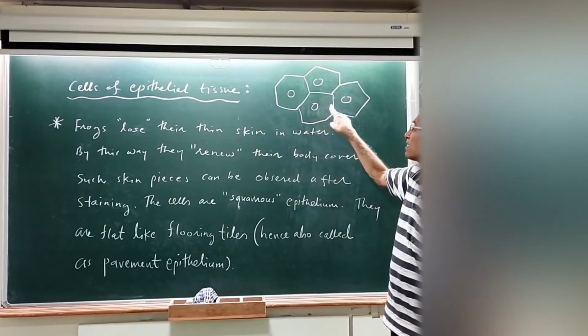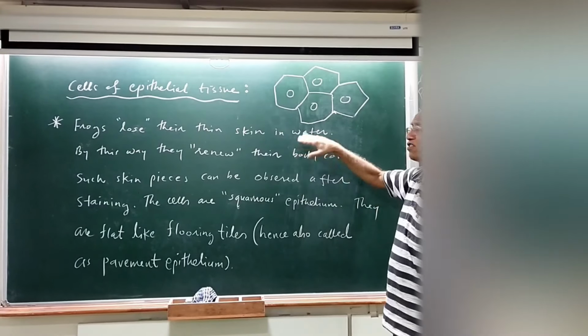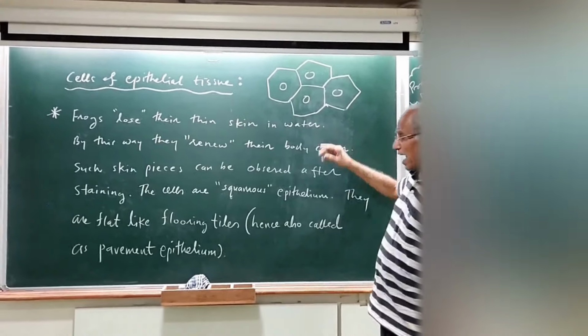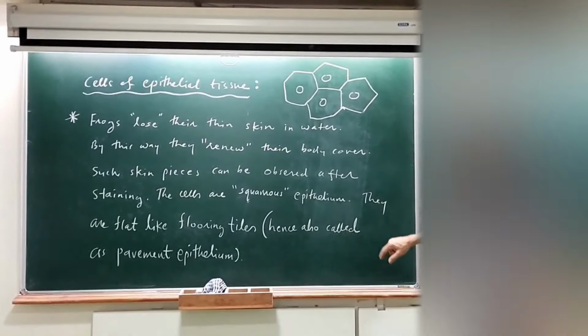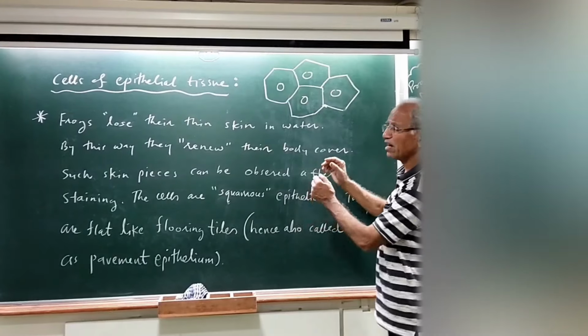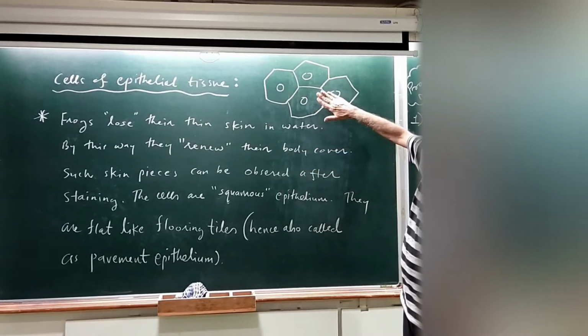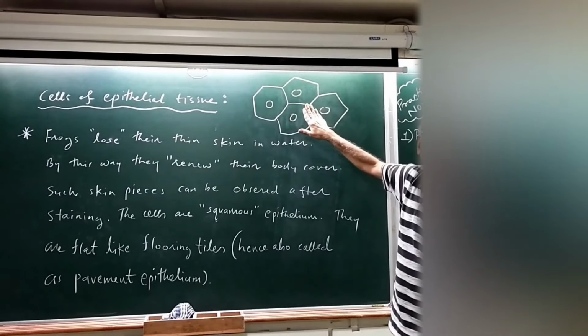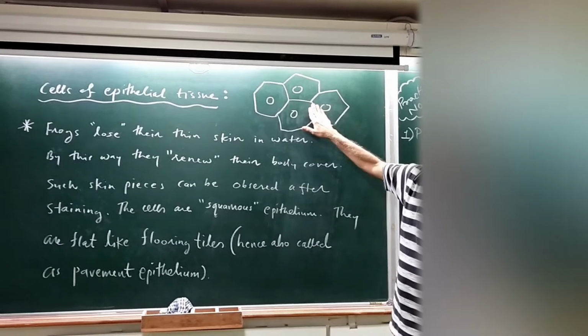They are flat, like the flooring of tiles, the flooring of our rooms, and this is therefore called pavement epithelium. Don't worry about the word epithelium, and the different tissues. Just have an understanding that this is one way we can see those cells. Let's make a slide and let us observe it now.